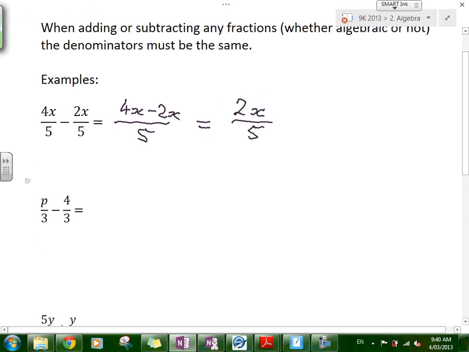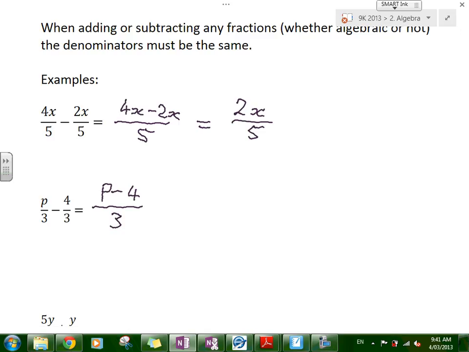Now, the next one, Nick. Are the denominators the same? Yes, they are. Okay? So we can combine these into one fraction because we don't have to worry about the denominator. So p and 4, are they like terms? No, they're not like terms. It's just p minus 4. We can only write it p minus 4, and you can't simplify it anymore because p and 4 are not like terms. So that's how you leave this. You just combine it into one fraction, p minus 4 over 3.